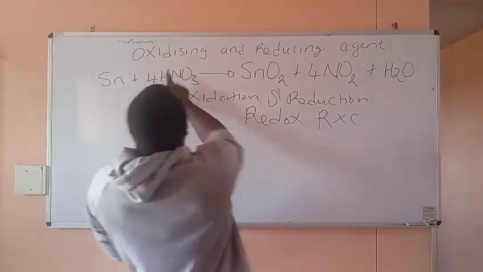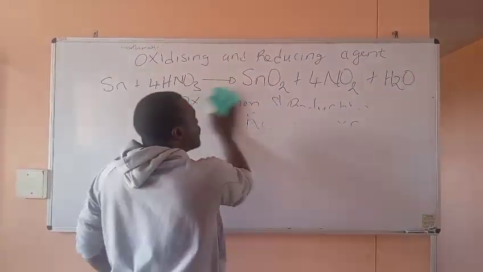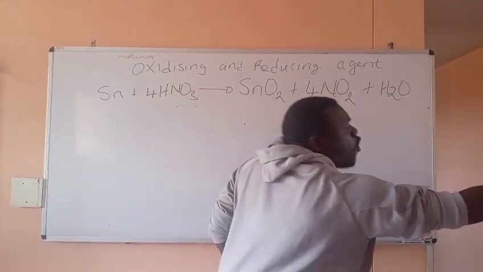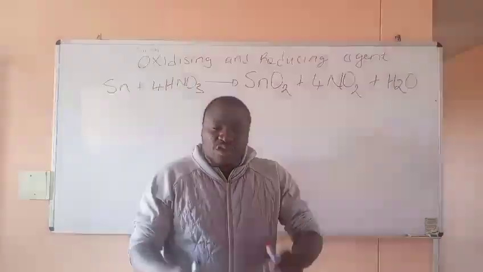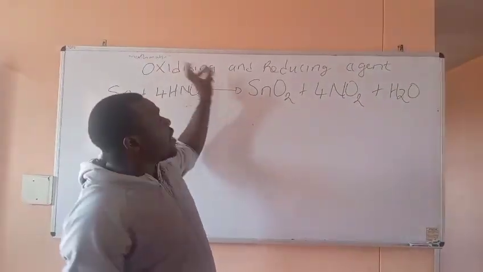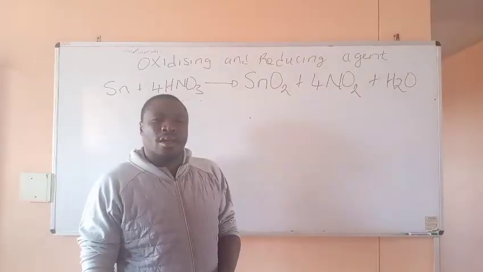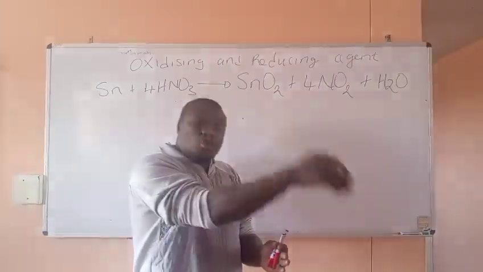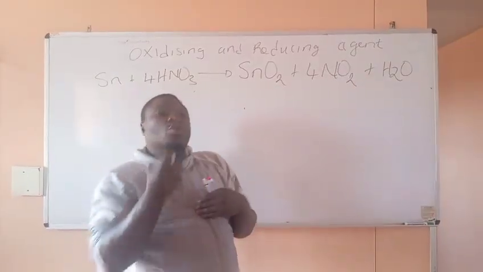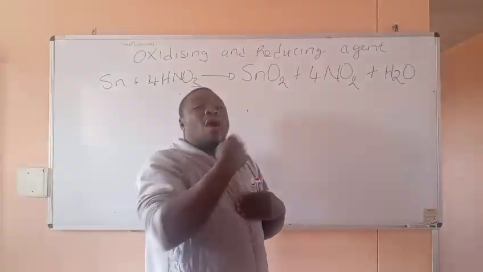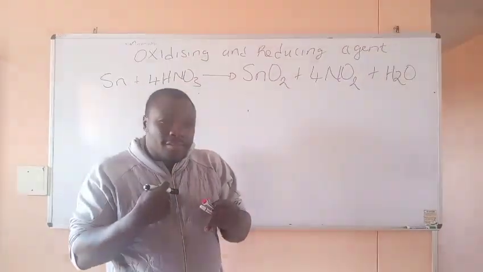Now I want to look at the concept of oxidizing agent and reducing agent. Remember, if oxidation and reduction take place at the same time, we call it a redox reaction. If you want to understand oxidizing agent and reducing agent, look at it in two ways. Because I'm doing something to you, you must also be doing something to me. What I'm doing to you, I will be called that thing, and what you are doing to me, you will be called that thing.